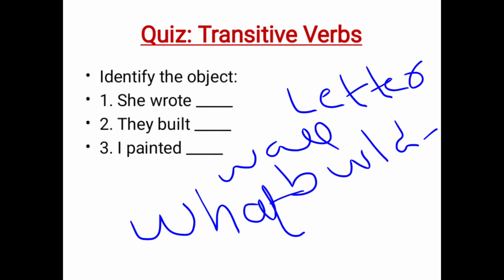Right? So I hope you got transitive verbs. A transitive verb needs an object. Without an object it does not give clear and complete meaning.